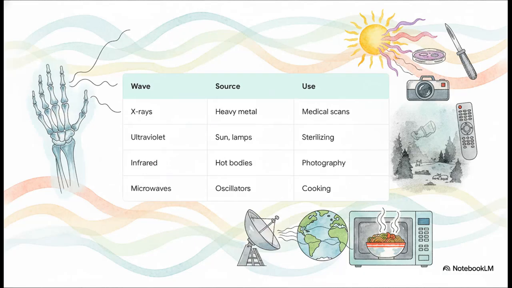Okay, section 3, radiation in everyday life, harnessing the invisible. Even though our eyes are completely blind to almost this entire spectrum, human ingenuity has figured out how to harness these invisible waves to basically power our modern world. Let's just walk through a few of these.